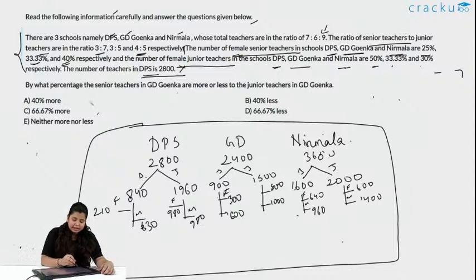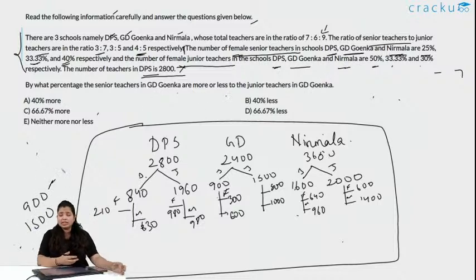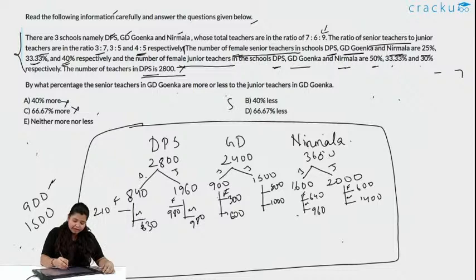By what percent the senior teacher in GD Goenka are more or less than the junior teacher in GD Goenka? It is asking for both GD Goenka. So, senior teacher in GD Goenka is 900, junior teacher in GD Goenka is 1500. So, by what percent senior teacher is more or less, it is saying. We know senior teachers are less, we can just see the number and we know that senior teachers are less. So, these two options are already eliminated, we have these two options.